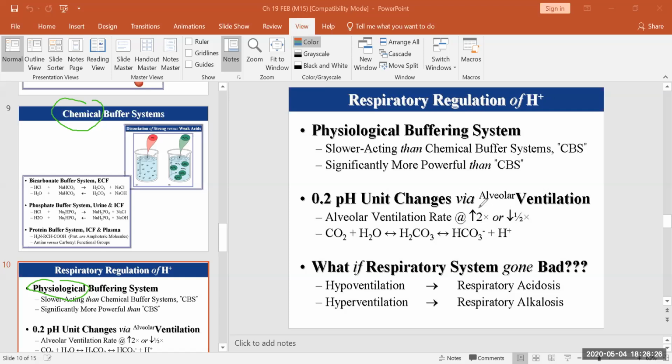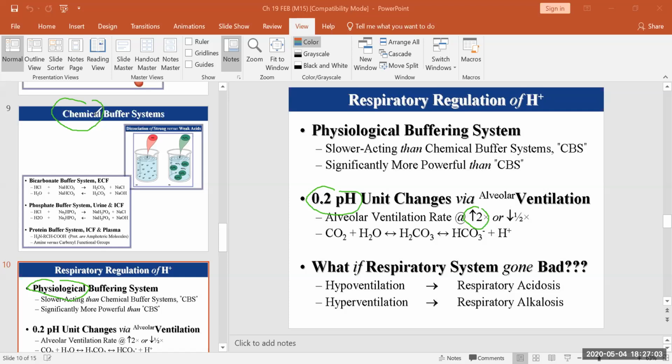And this here is amazing. Just by increasing breathing rate twofold, you are creating a change of 0.2 pH. That's basically outside of your normal range anyway. So that's how powerful it is. Or you just drop your breathing rate by half and you will also cause a 0.2 pH change. Okay. So this is much more efficient than the chemical buffer system.